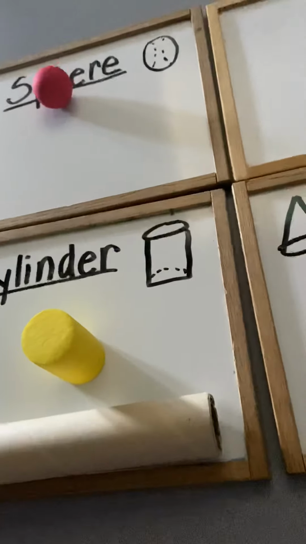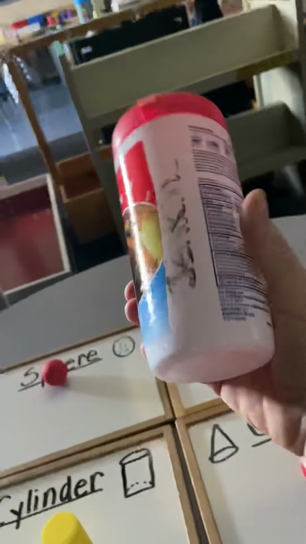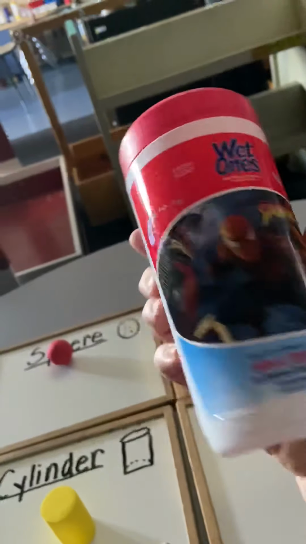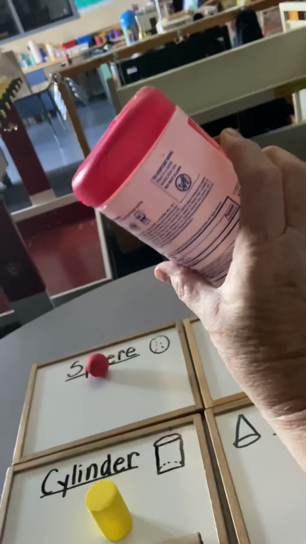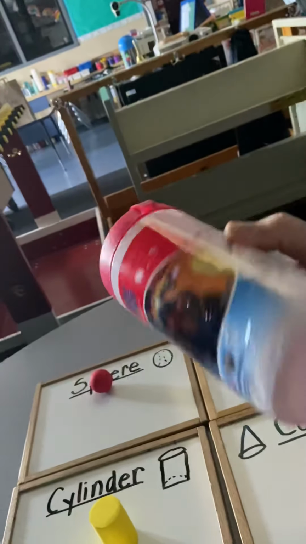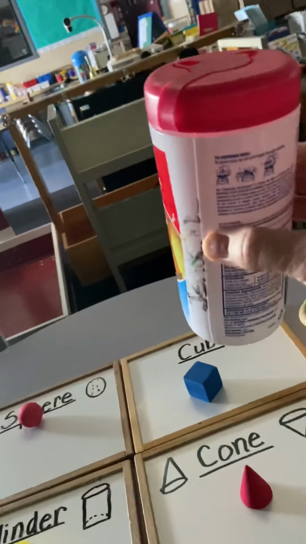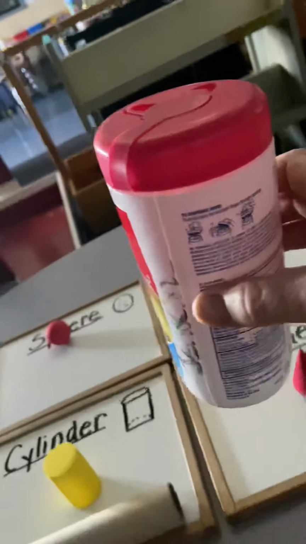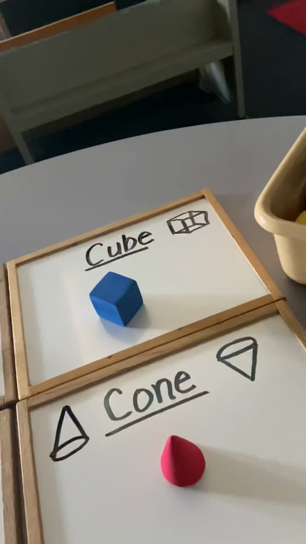Okay. And how about this? This is an empty wipe container. Ooh, everybody wants those now, don't they? Okay, it's not a ball, it's not round, it's not flat, it's not a cube, it's not a cone, it's not pointy. It's a cylinder again. It's flat on the top, flat on the bottom, and then it's round in the middle. We'll put this here.